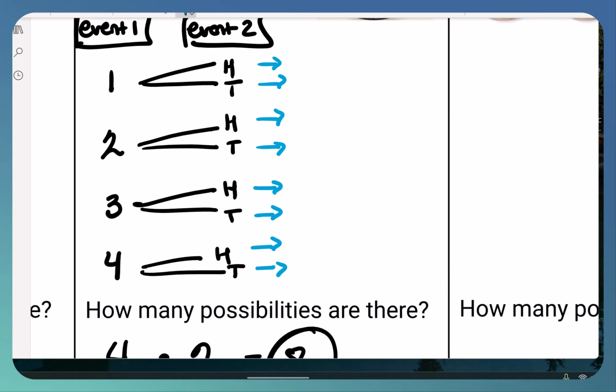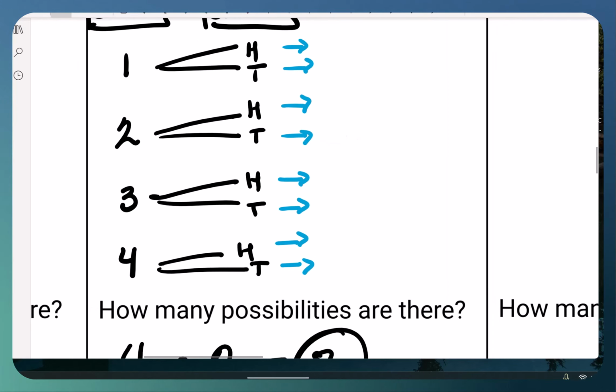Now, your tree diagram is not your sample space. It helps you write your sample space. So the first thing I'm going to write down for my sample space is 1H.